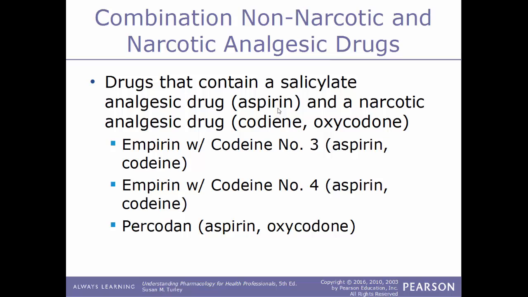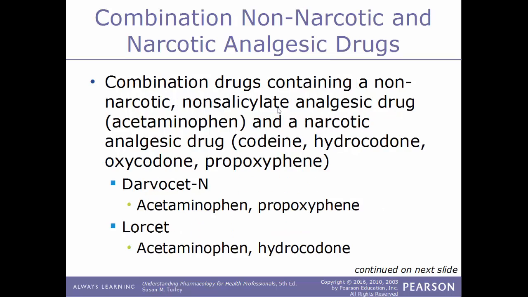Some examples: Empirin with codeine number 3, which is a combination of aspirin and codeine. Empirin with codeine number 4, also with aspirin and codeine. And Percodan, which is a combination of aspirin and oxycodone. Another possible combination you could see: drugs that contain a non-narcotic, non-salicylate analgesic drug like acetaminophen, plus a narcotic analgesic drug like codeine or hydrocodone or oxycodone or propoxyphene.